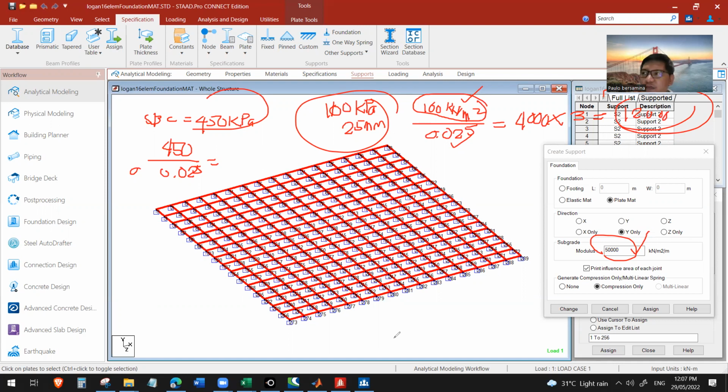And by the way, how do we actually get the subgrade modulus? The actual way is the plate load test. I was able to do that at NAIA. NAIA 3 became our project, because if you notice, there is soft soil at NAIA.